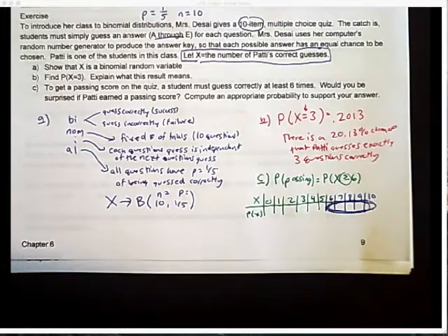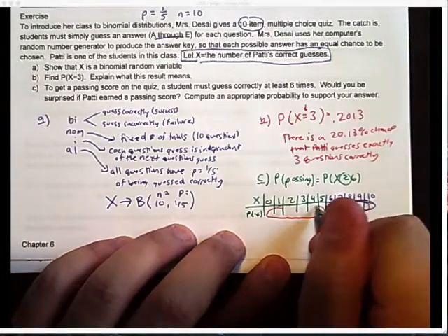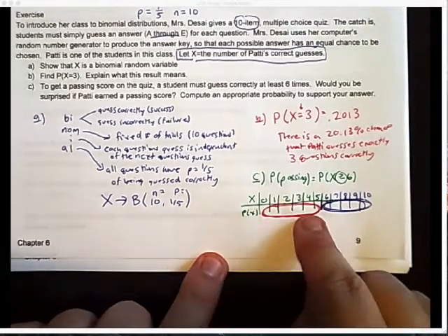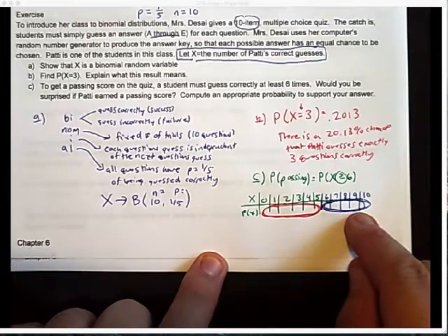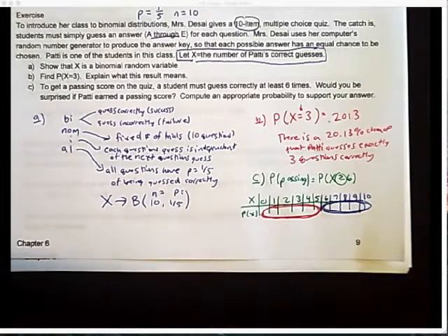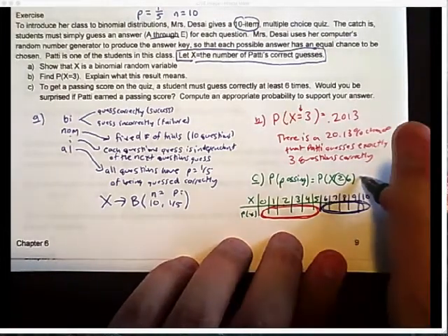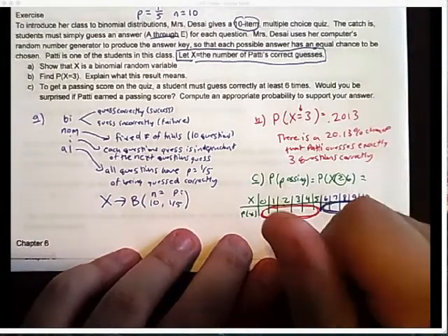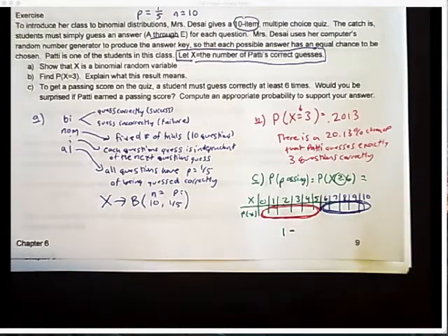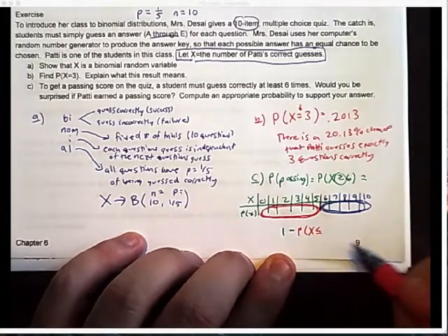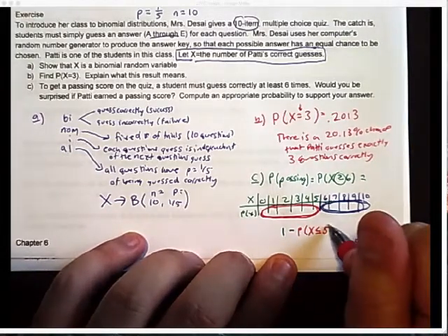An easier way to figure that out is you know that this circled part and this circled part together have to add up to 1. So the sum of all those reds and the sum of all these blues have to add up to 1. So to find this blue part, I can just do 1 minus the probability of the red part. And what's this red part? It's the probability that X is less than or equal to 5.